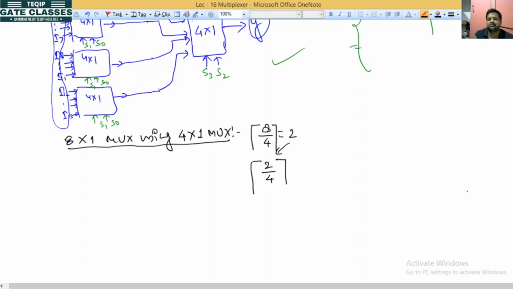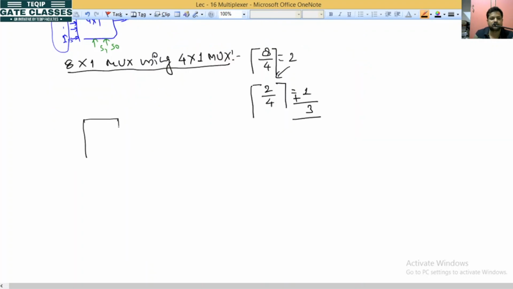We are taking seal value here, okay na? So in formula we have seal value, so it will be 1, so total 3, okay na? So we have one 4 cross 1 mux here, and again one 4 cross 1 mux, so it is 4 cross 1, 4 cross 1 mux, okay na? So how many selection lines will be there? 2 selection lines.